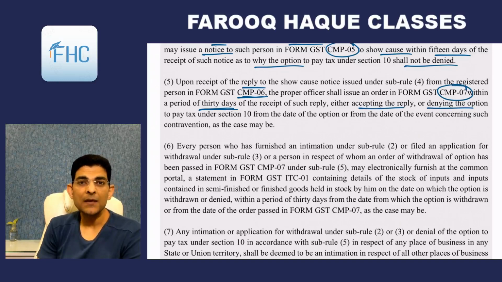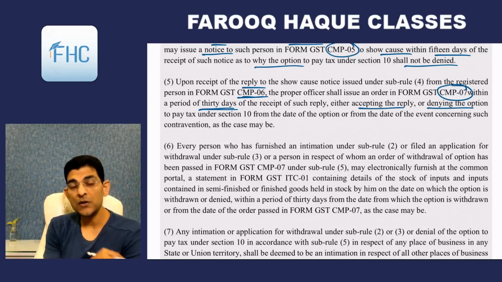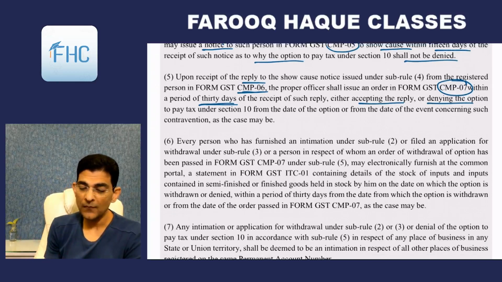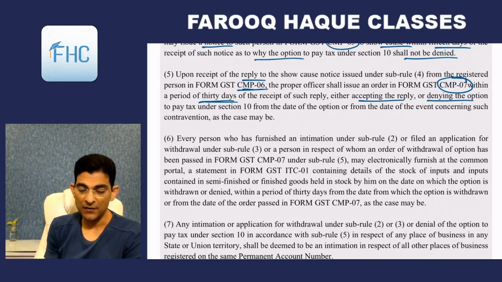So now two actions can be taken. Either you continue, if the fault is not found, you will continue, or if the fault is found, then you will be withdrawn from the scheme. So that order is given in CMP 7.